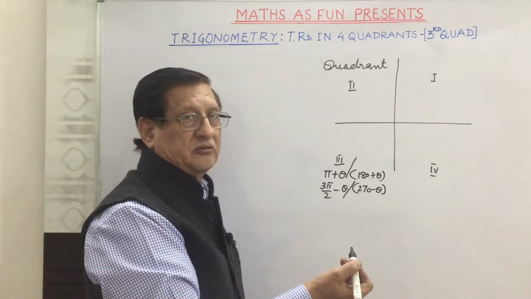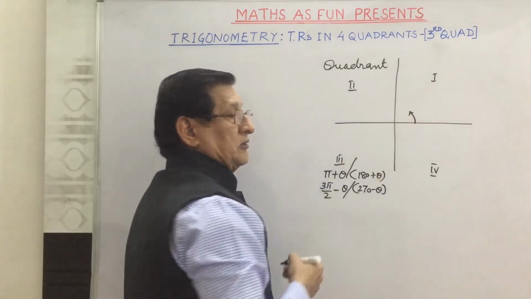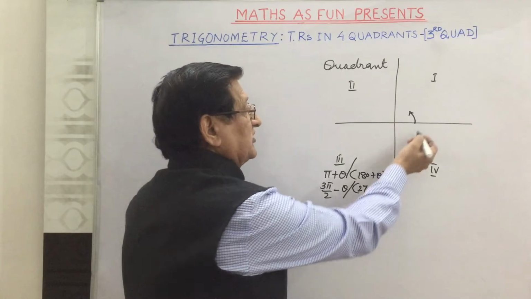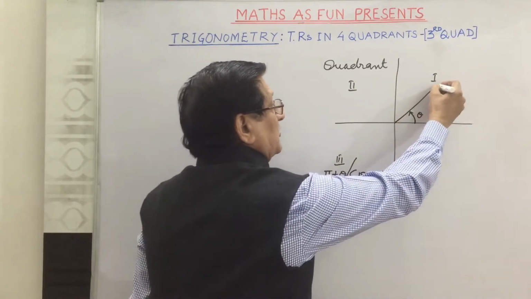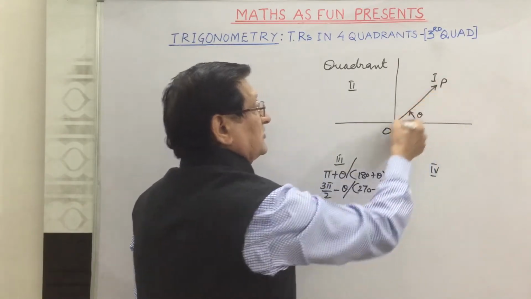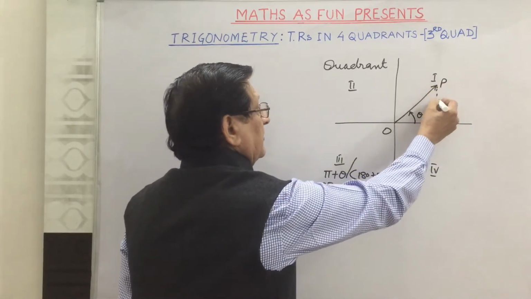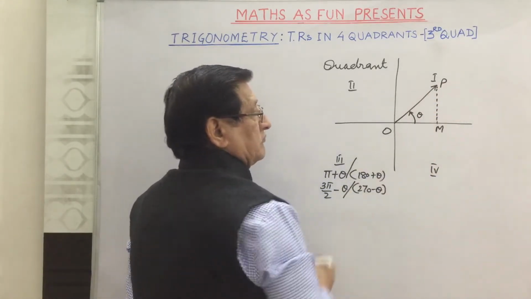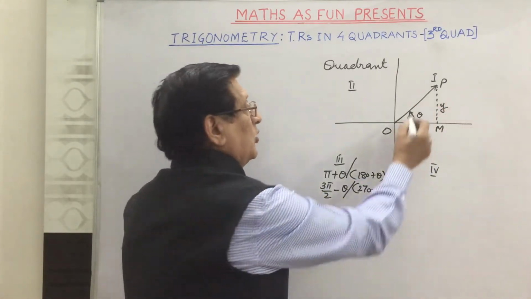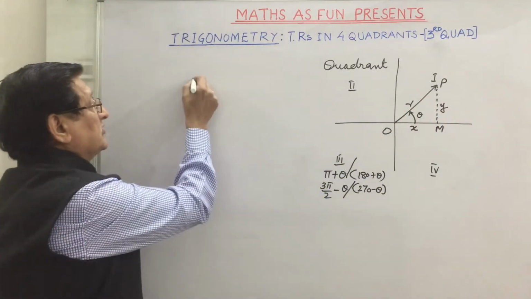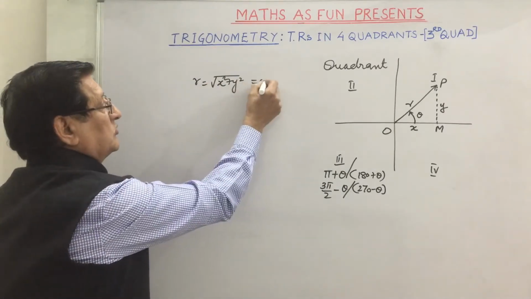As we have been learning, if the radius vector or the revolving line moves in the anticlockwise direction to make an angle theta, and suppose OP is the position of this when it completes the angle theta. If we draw a perpendicular from here, PM, taking this OM as X, PM as Y and OP as R, we get the relation R equal to root of X square plus Y square, which is equal to OP.